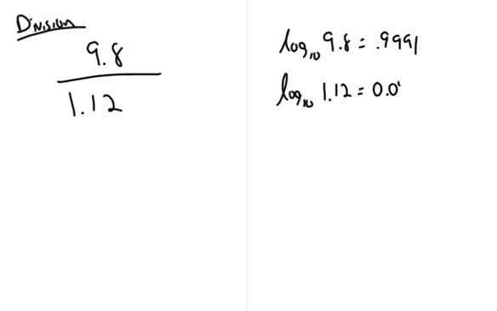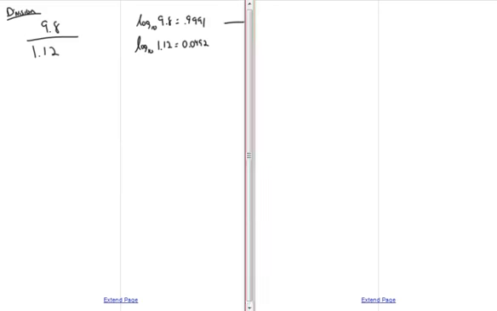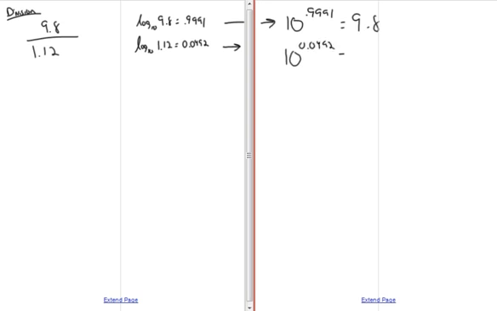Let's take the logarithm of the bottom there, or the denominator. So log base 10 of 1.12 is 0.0492. I think we're going to need to go to another page here. So that means that 10 to the 0.9991 power is equal to 9.8. And 10 to the 0.0492 power is equal to the 1.12.